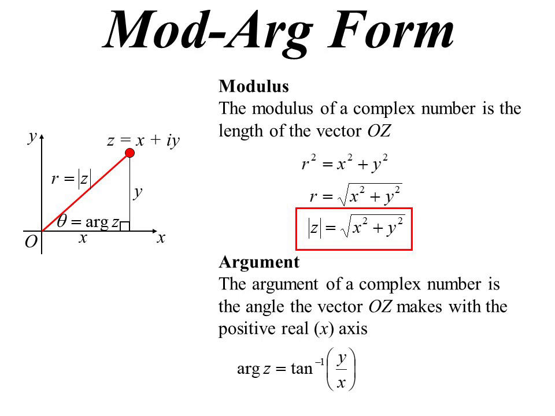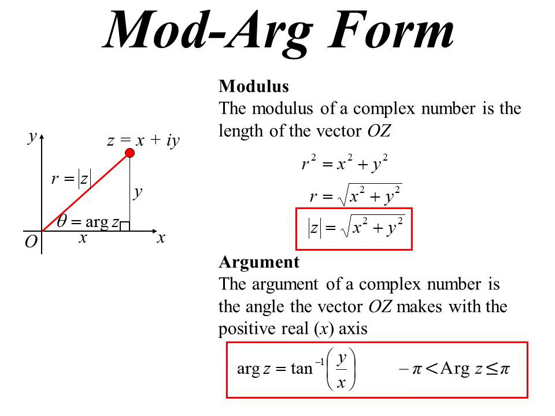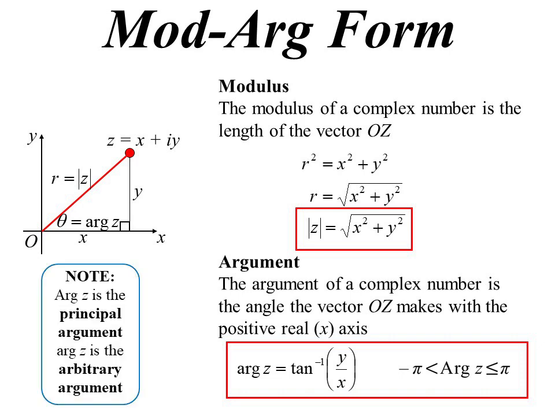Now there is a notation. Notice here I've written little a, and here I've written capital A. There is a difference between the two. When you have capital A, that's what we call the principal argument. That's what we use most of the time. And it's when you put the answer for the angle in between pi and minus pi. If it's just little a, then we call it, well, it's arbitrary.